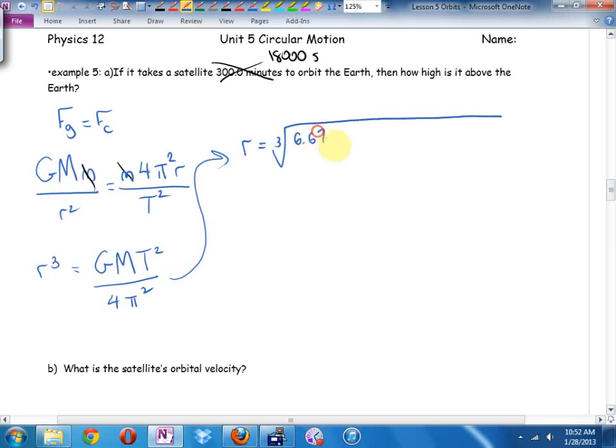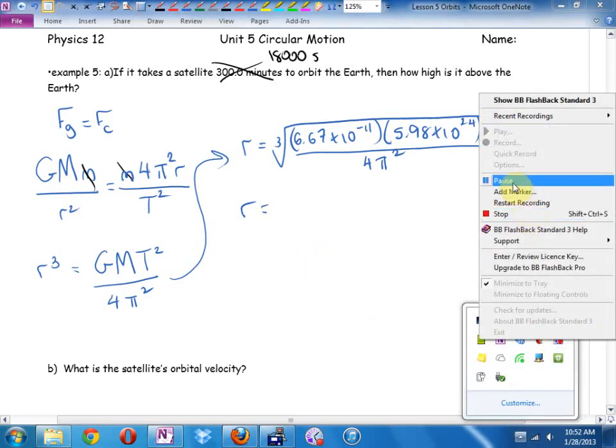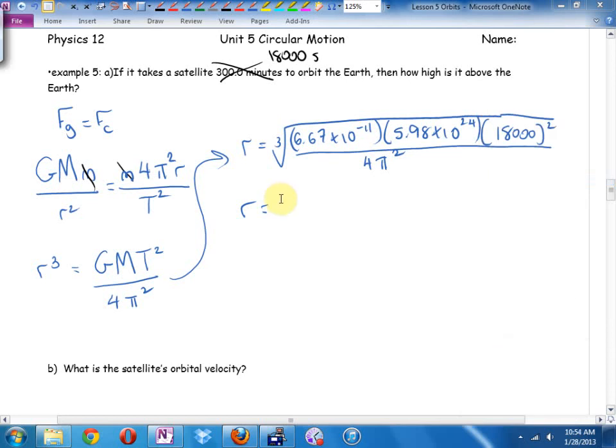6.67 times 10 to the negative 11, mass of the Earth, period, 18,000 seconds squared, divided by 4 pi squared. Now, some of you aren't sure where your cube root button is. This is your chance to call me over and I'll help you find it. So you get 148,480,959.